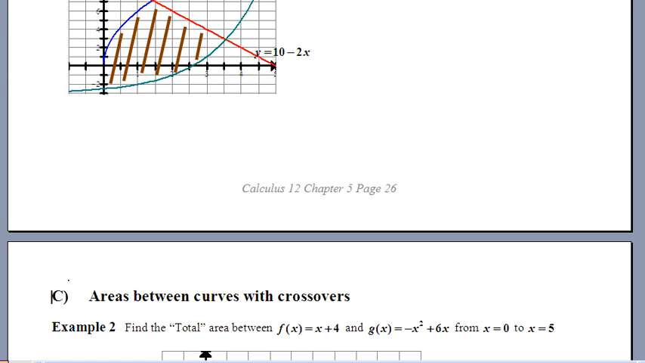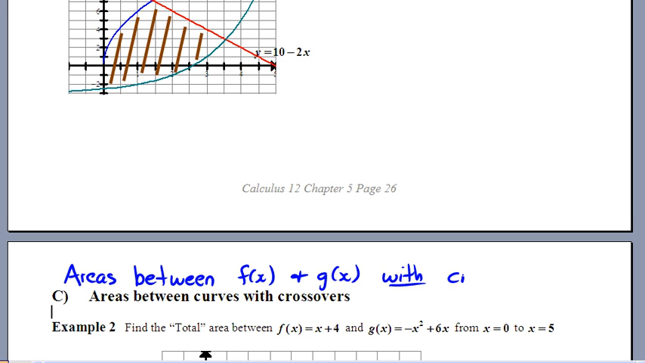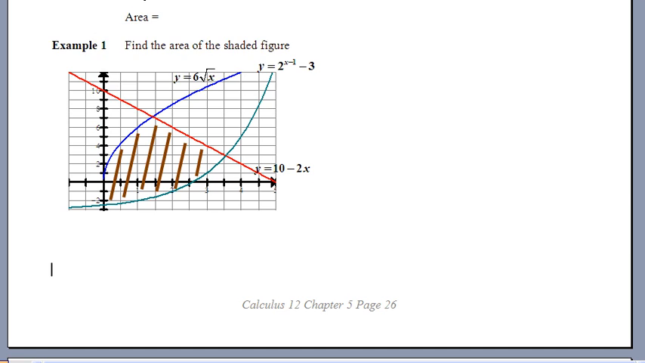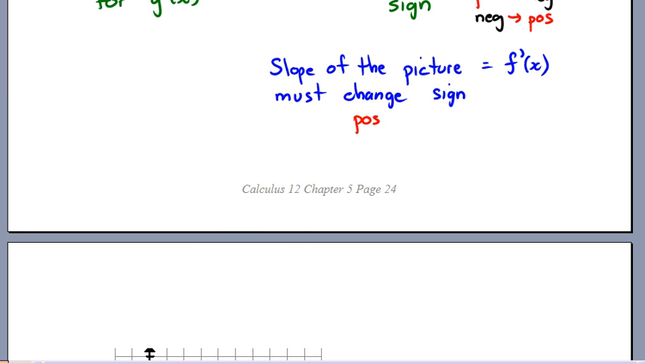So part C is going to be areas between 2 functions, between f of x and g of x, and this will be with crossovers. So we're going to have crossovers on the first page, but that will be with the x-axis. And then on the 3rd page, it'll actually be with 2 totally separate functions. Okay, well, let's go back. Let's get to this first page here.